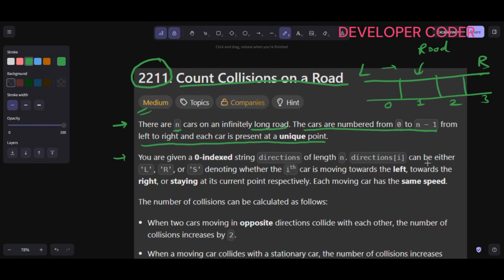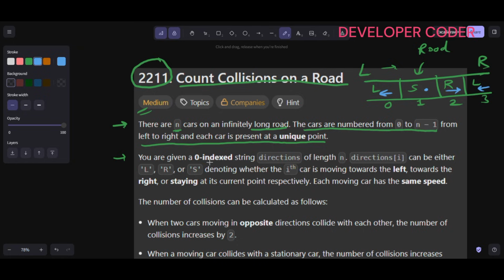You are given a zero-indexed string directions of length n. Directions[i] can be either L, R or S. So here we can have L, S, R, L, something like this. Stop means the car just stops here. Right means moving in this direction. Left means moving in this direction. You can understand it like this.